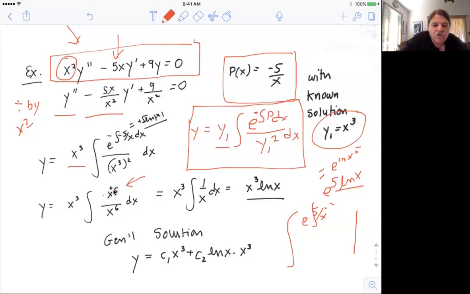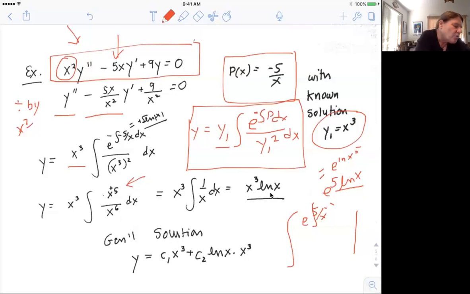All right, so x to the 5th over x to the 6th is 1 over x. I've got everything in the formula, and I've gotten down to something I can integrate here. We know that's log x. I could put a plus c here, but I don't need it in this case. It's going to be x cubed times log x.